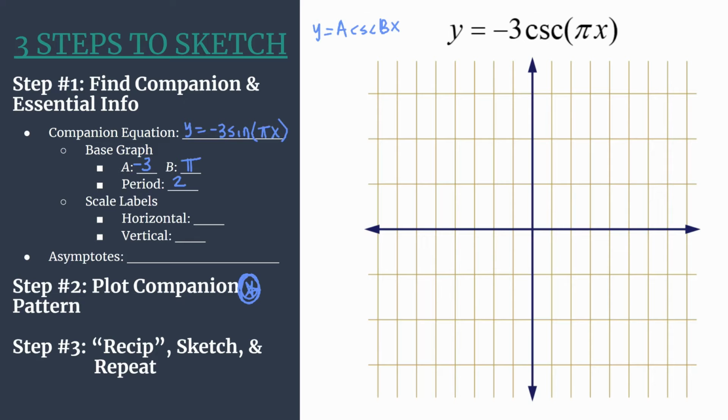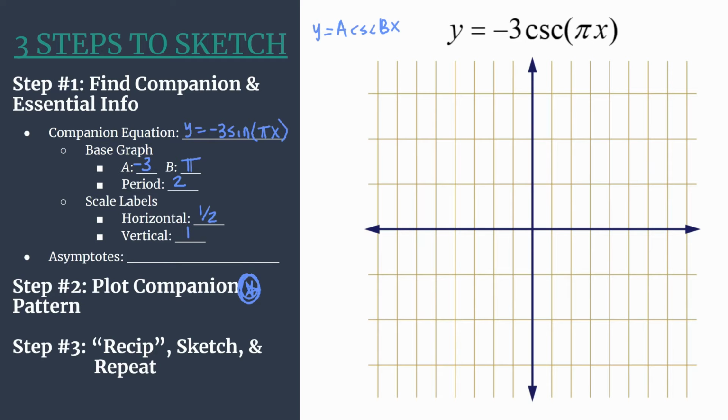Now that we have all that information organized, let's choose how to label our axes. We're really most concerned about our horizontal axis, and with the 3 steps to sketch method, we do this very intentionally. Take the period and divide by 4. So 2 divided by 4, we should count by 1/2 when labeling the horizontal axis. And what this does is it ensures in step 2, when we plot our companion pattern, that each of these points starts by aligning with each horizontal tick mark. It just makes for a really nice clean graph. For our vertical axis, we'll usually use 1.